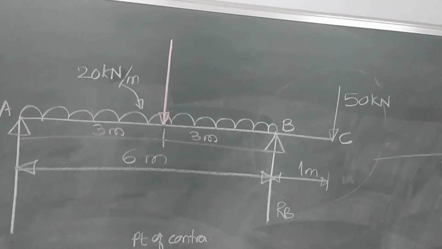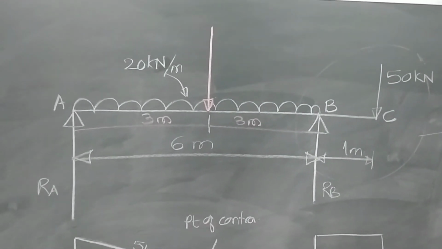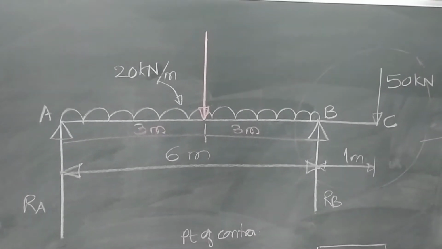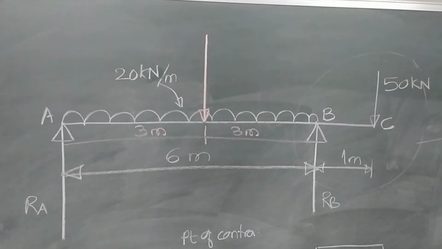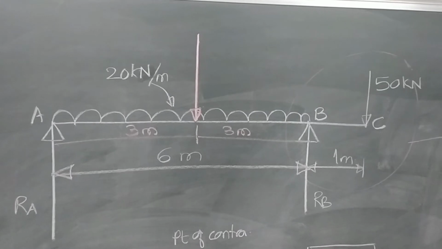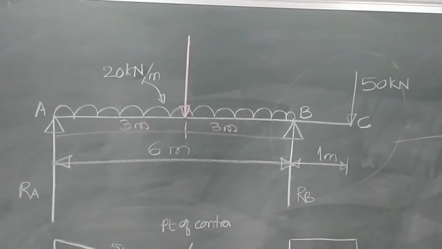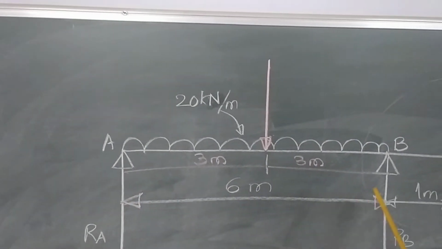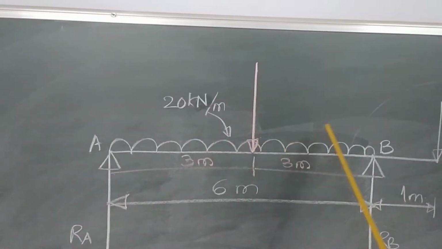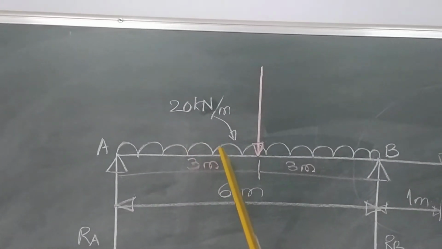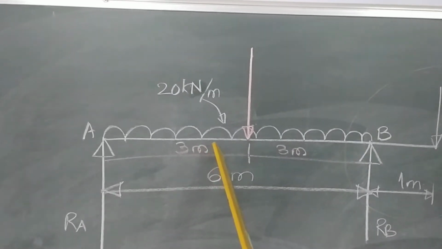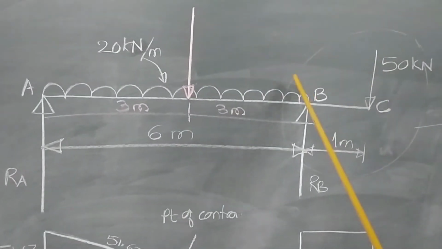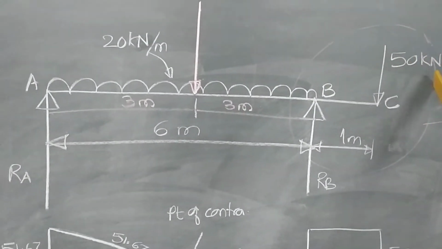Hello friends, let us start with bending moment calculations for overhang beam. Take down example. This is an overhang beam of span 7 meter long, with 1 meter overhang beyond point B, 6 meter span completely subjected to UDL of intensity 2 kilonewton per meter, and at the free end C or overhang end C there is a point load of 50 kilonewton.